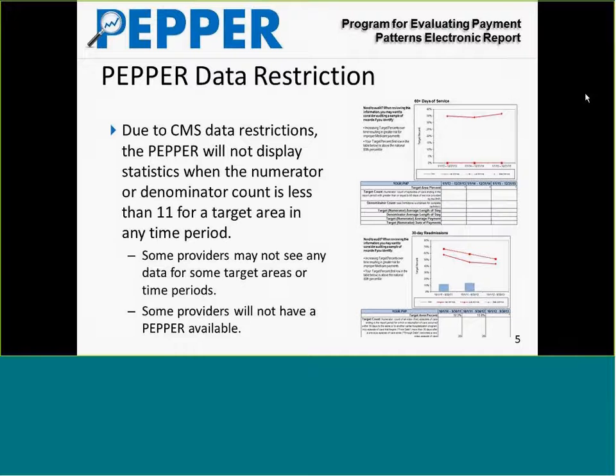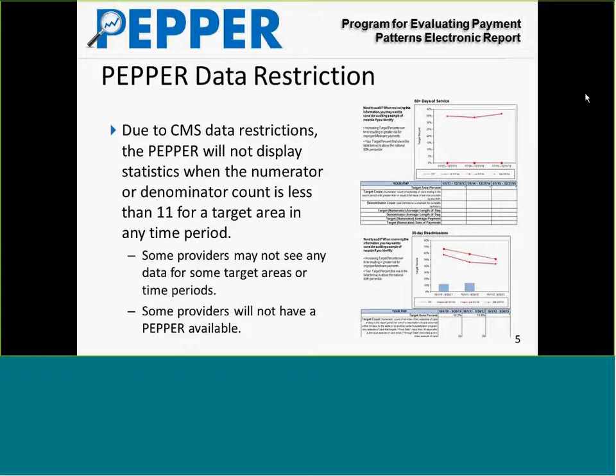So while we're talking about the data in the PEPR, you do need to be aware of a data restriction imposed by CMS, which requires that we suppress the provider's statistics from being displayed when the numerator or denominator count is less than 11 for a target area in any time period. When the numerator or denominator count is less than 11, the PEPR will display blank cells for that particular time period, and it may appear that there is data missing in the PEPR. In some cases, entire target area reports may not have any data.